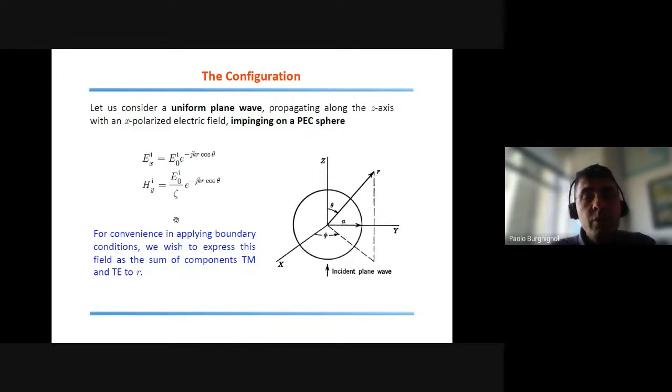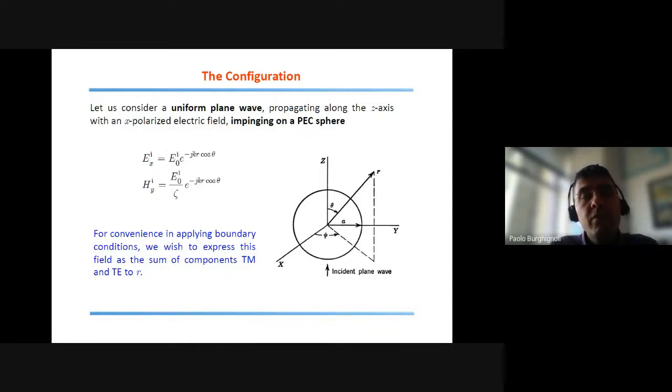Now, since we wish to enforce boundary conditions on the surface of this sphere, the geometry says that it is convenient to work with fields that are transverse magnetic or transverse electric with respect to the radial direction. So our first task is that of representing this incident field as the sum of a TM field and a TE field with respect to the radial direction.